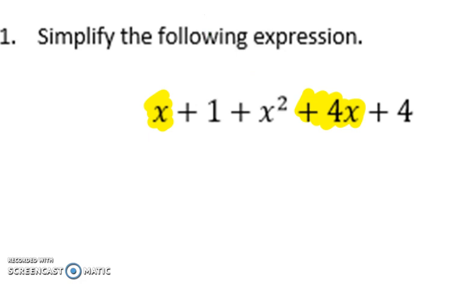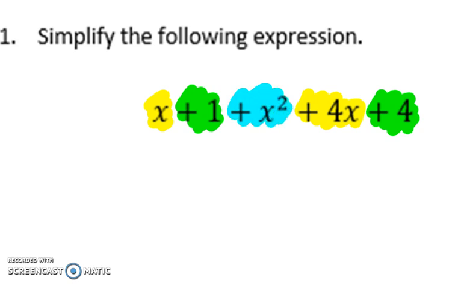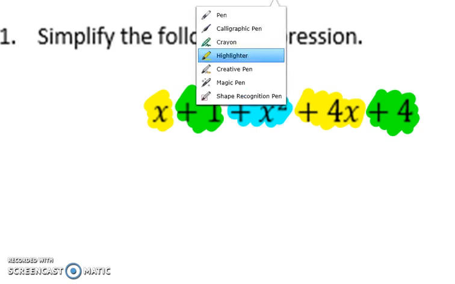If I look at my next term, this is my constant. There's no variable in it. So I have a constant of plus 1. Well, if I look for other constants that don't have variables, at the very end, I have positive 4. Last but not least, I have x squared, and that is my only x squared term, but I'm going to highlight it just so you can see the different colors.